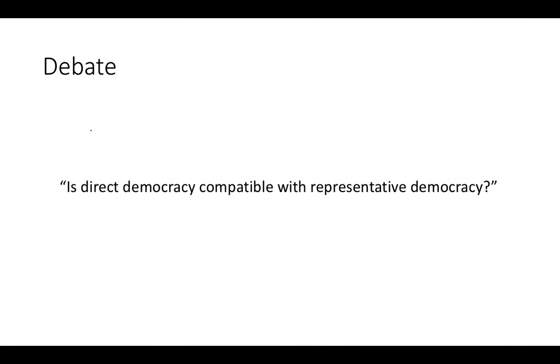Now, we've looked at the basics of democracy. We've looked at representative and direct democracies. Now, think about this question for a little bit of a debate, as an exam question to think about yourself. Is a direct democracy compatible with a representative democracy? For that, you're going to have to look at the different types of direct democracy and representative democracies, and see if they come together and are part of a greater whole, or should they be separate entities.